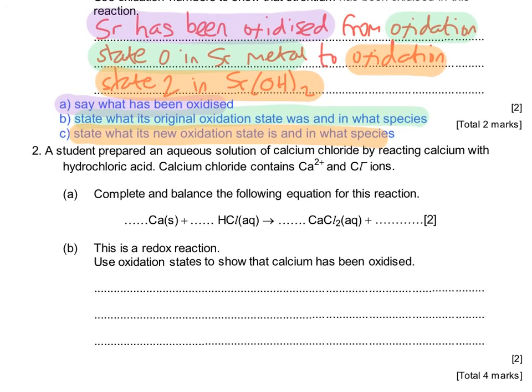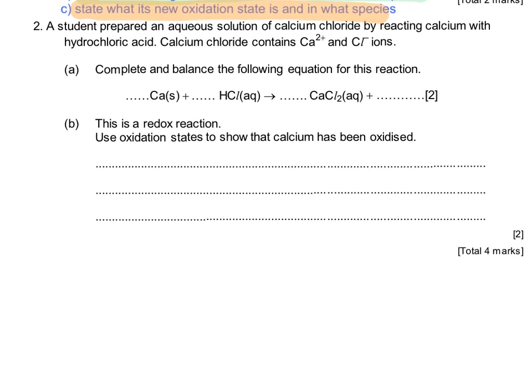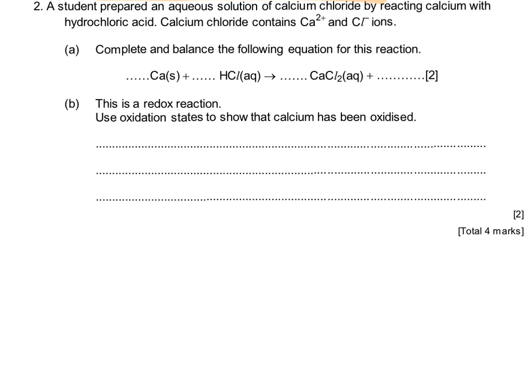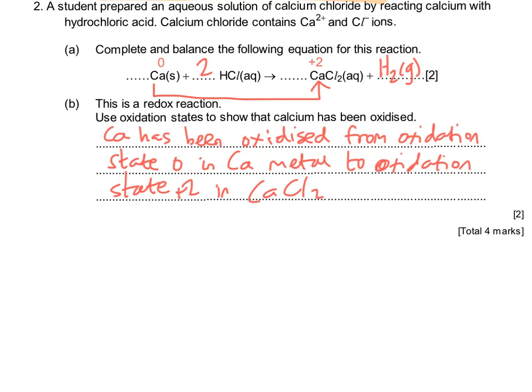So let's move the page down a bit. And you can see quite clearly that the next question is asking us to do exactly the same thing, but also to balance as well. So the balancing of that equation and the completion of that equation should be straight out of GCSE, so I'm not going to dwell on it. But I'm going to do the answer to the second part, which is exactly the same idea as what we just looked at. So calcium has been oxidized from oxidation state 0 in calcium metal to oxidation state +2 in calcium chloride. So let's have a quick look at the mark scheme.